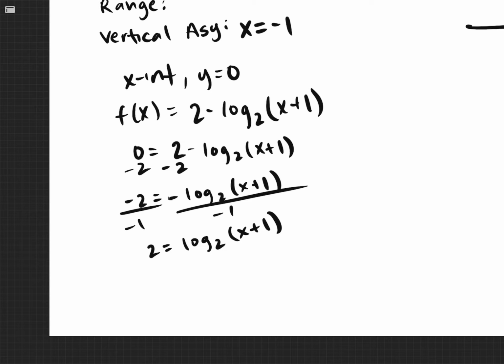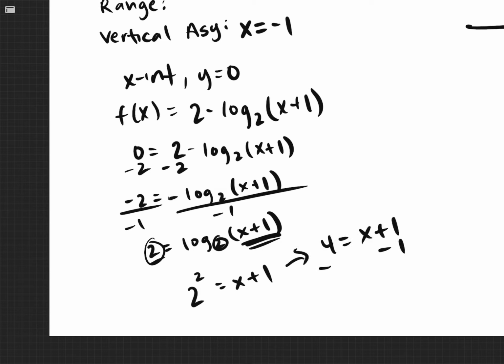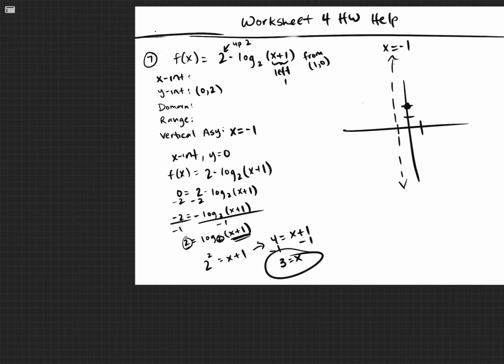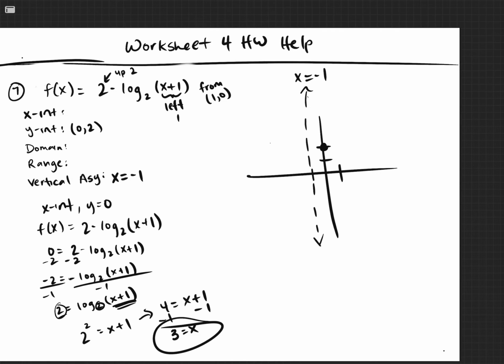Now we have isolated that log, right? We can go from this log form into that exponential form to solve this for x now. So it's 2 to the power of 2. So 2 to the power of 2 equals what's inside of our log, x plus 1. We just need to solve that now. 2 squared is 4. Solve it for x. Hopefully you got that. 4 minus 1 is 3. We get that our x-intercept is at 3.